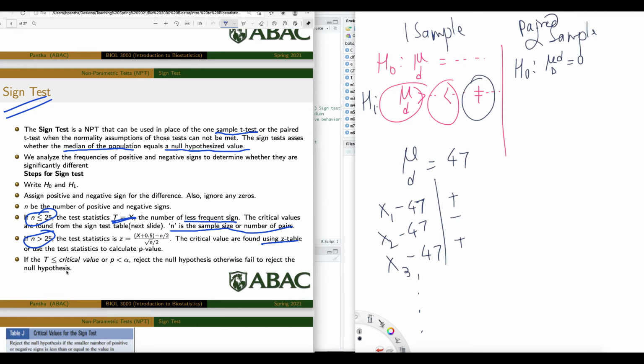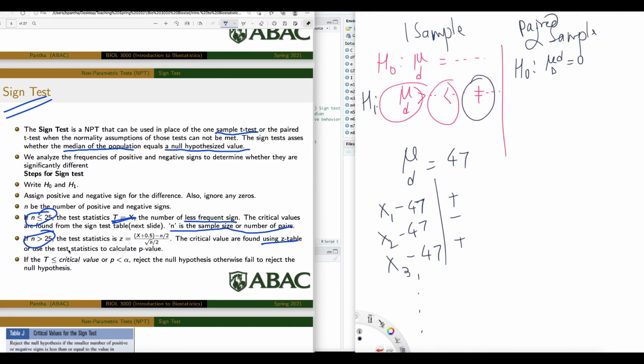And if t is less than the critical value, when you are using the critical value method for n less than 25, if t, the test value, is less than the critical value or p is less than alpha, reject the null hypothesis. Otherwise, fail to reject the null hypothesis. Okay, that's what we do here.